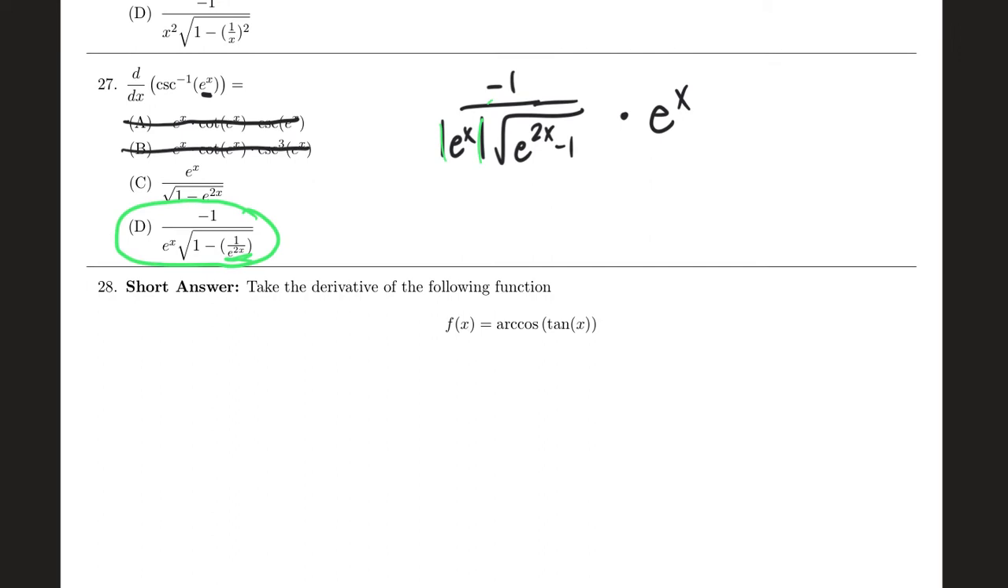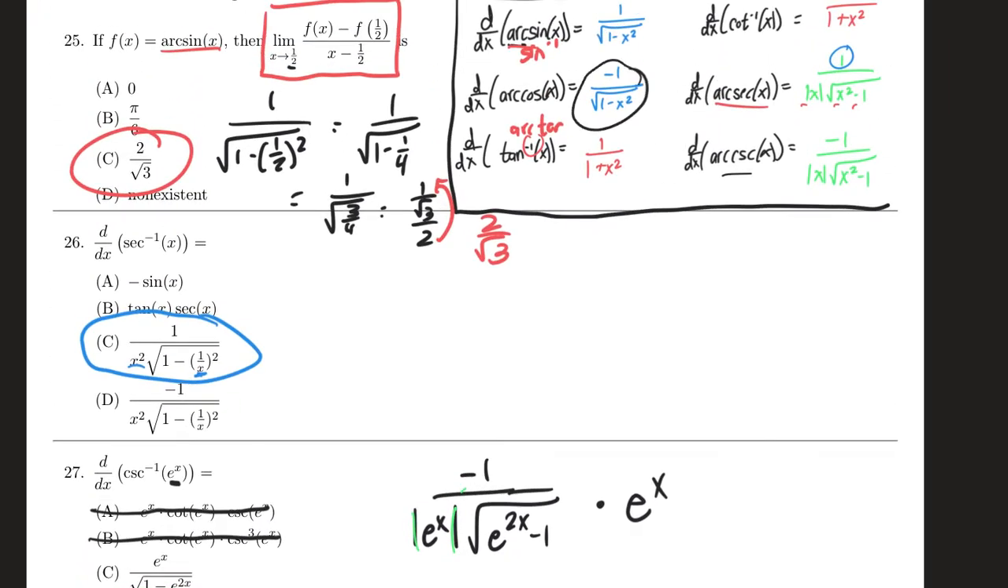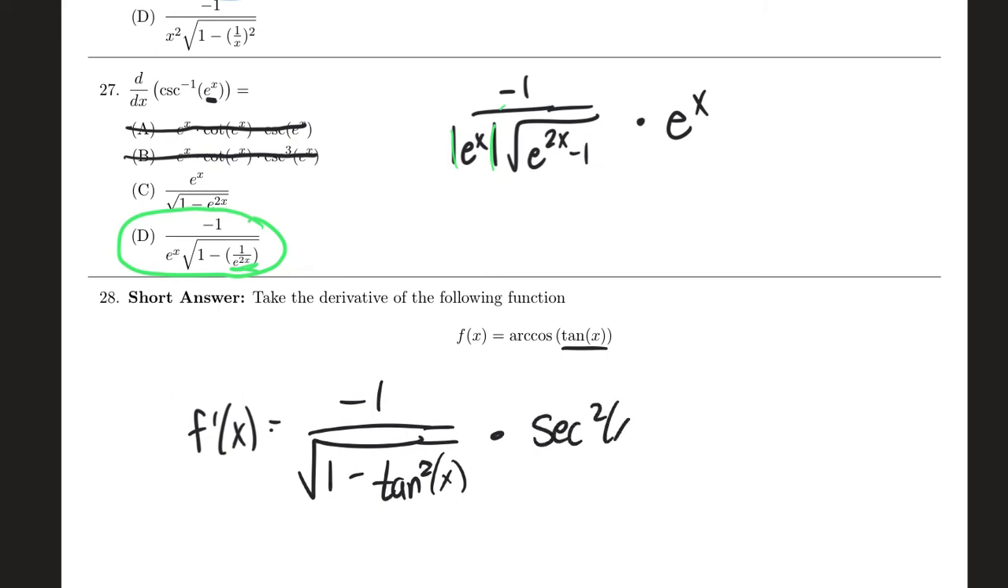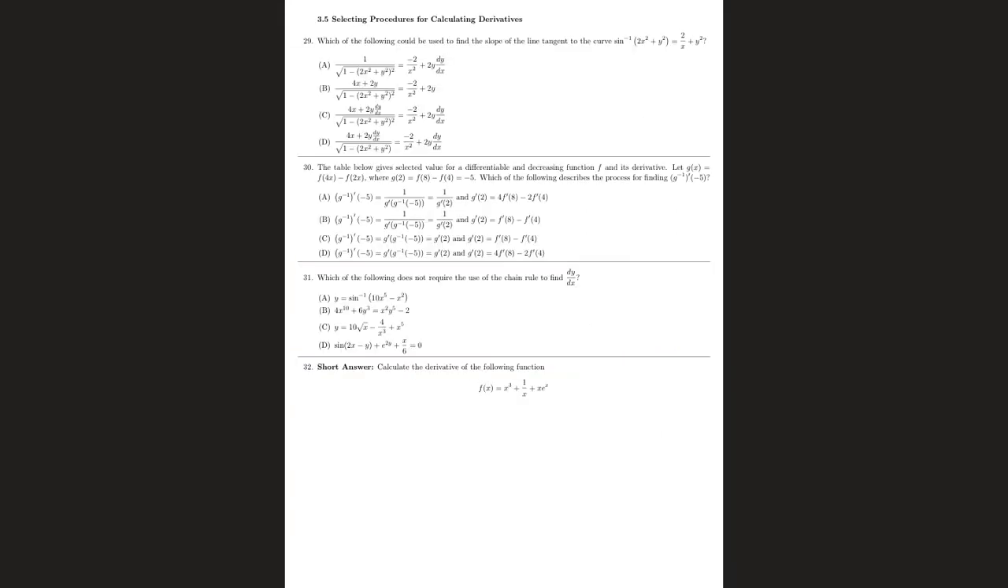Take the derivative of the following function, arc cosine of tangent of x. We just know it's a chain rule because tangent is inside of arc cosine. So the first thing you do is take the derivative of arc cosine, which is up here: negative 1 over the square root of 1 minus x squared, but the x is whatever's on the inside, so it's tangent squared. Times the derivative of the inside, the derivative of tangent, which is secant squared. So it's a chain rule problem with an inverse trig derivative, and this would be your final answer.